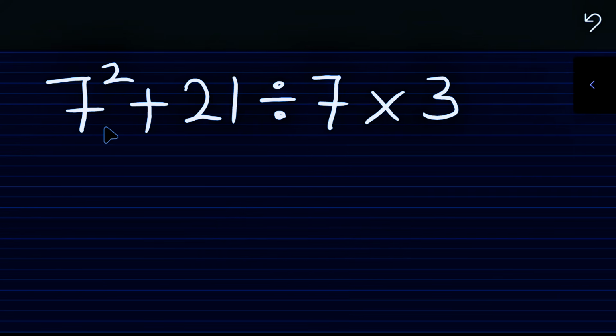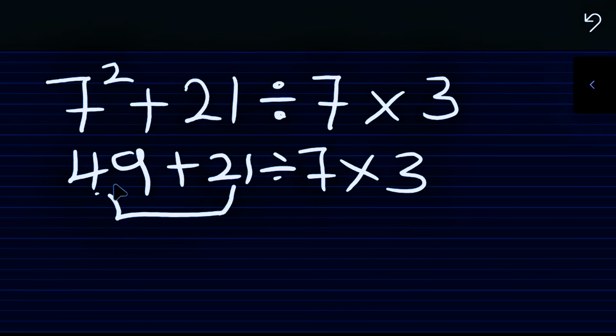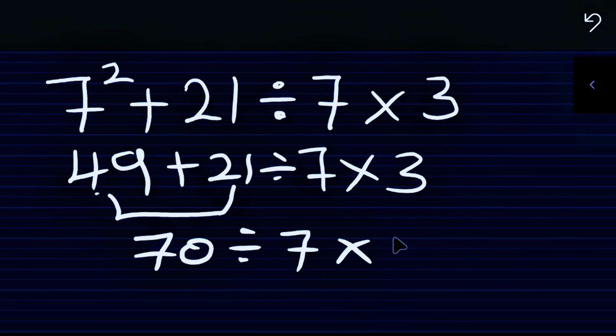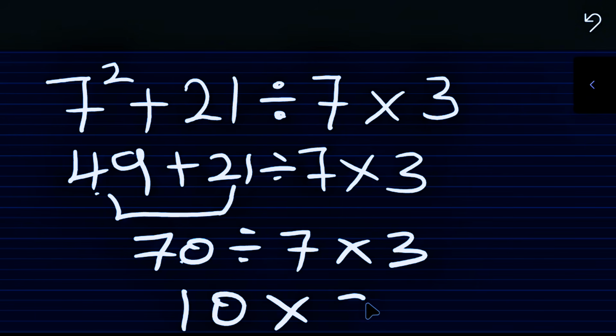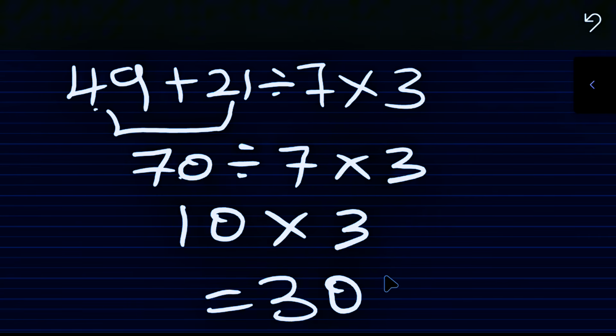In solving this given expression, what most people did was to attend to the parentheses first, okay? 7 squared is 49 plus 21 divided by 7 times 3, okay? Now, in their next step, they added these two numbers. 49 plus 21 gave them 70, okay? They had 70 divided by 7 times 3. Now, 70 divided by 7 equals 10 times 3. And 10 times 3 equals 30. But this is totally wrong.